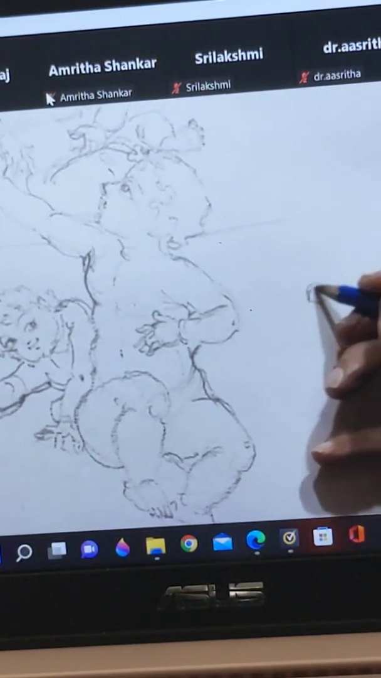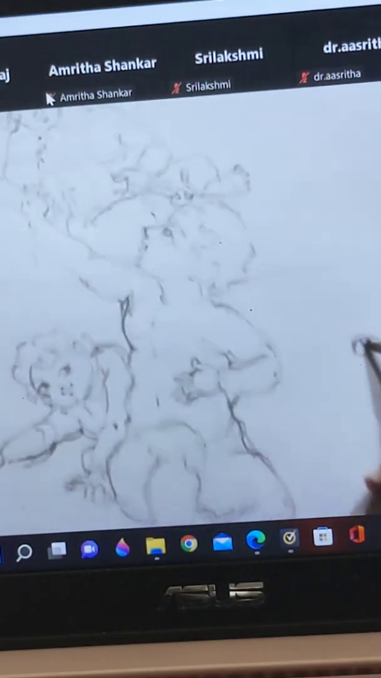So very round eyes. Generally, babies have round eyes. It will not be long. Eyes will generally not be long.